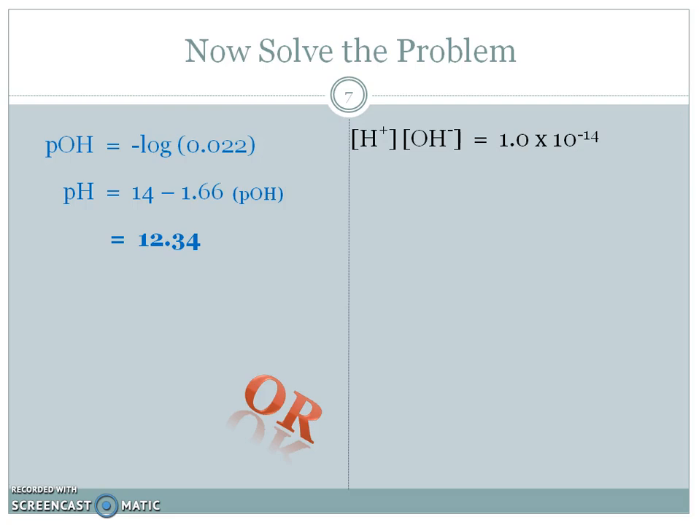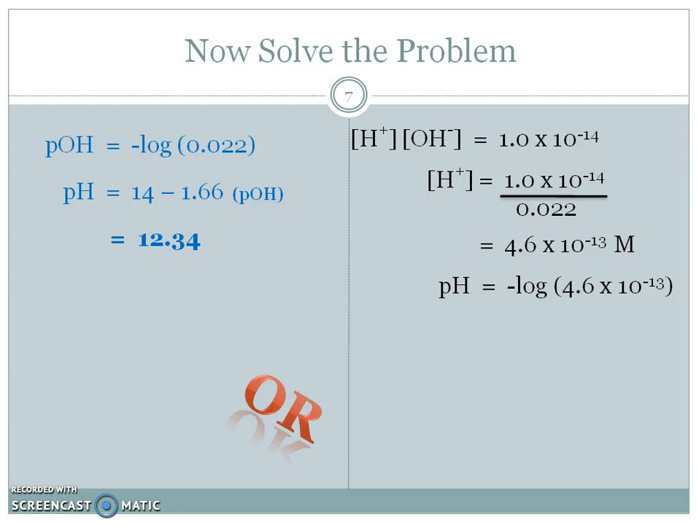Now, we could also do it this way. Remember that equation? H plus times OH minus gives us this Kw, right? So we could also plug and chug there. So our H plus concentration is going to equal the Kw divided by the OH minus concentration that we just found. And we can plug and chug. We could do the pH as the negative log of the H plus concentration, and we get the same exact number. So we want to just keep in mind that you can do either one. I personally just like to do the pOH and subtract from 14, but that equation works as well.